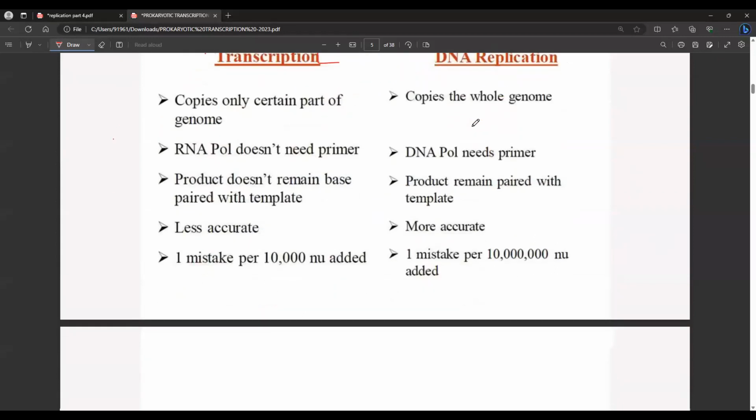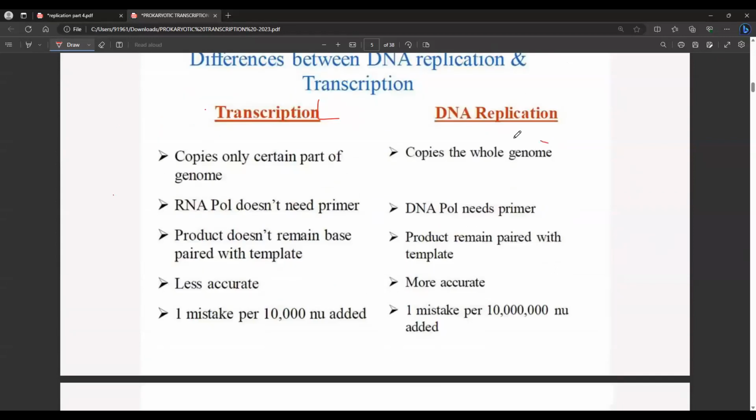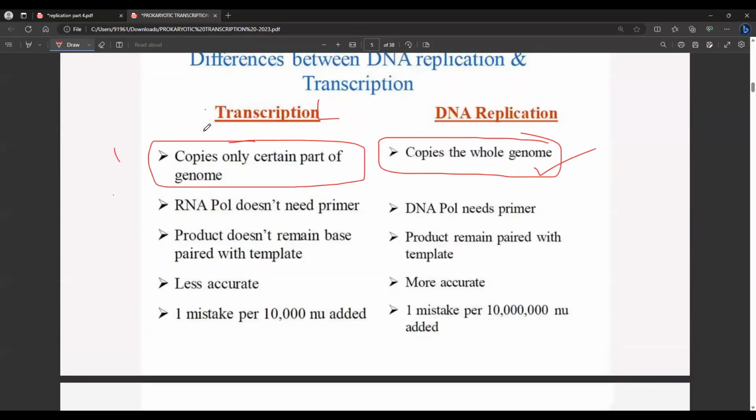And if you look into the replication, all the students remember, in case of a replication, we are copying the entire genome. Yes or no? See, the genetic information is passing from one generation to another generation. We are all looking like our mother and father. Why? The genetic information, that is the DNA, moved from their generation to our generation, which means that the entire genome got passed. Now, what about the transcription? It copies only a certain part of the genome. Never ever get confused with that particular point.